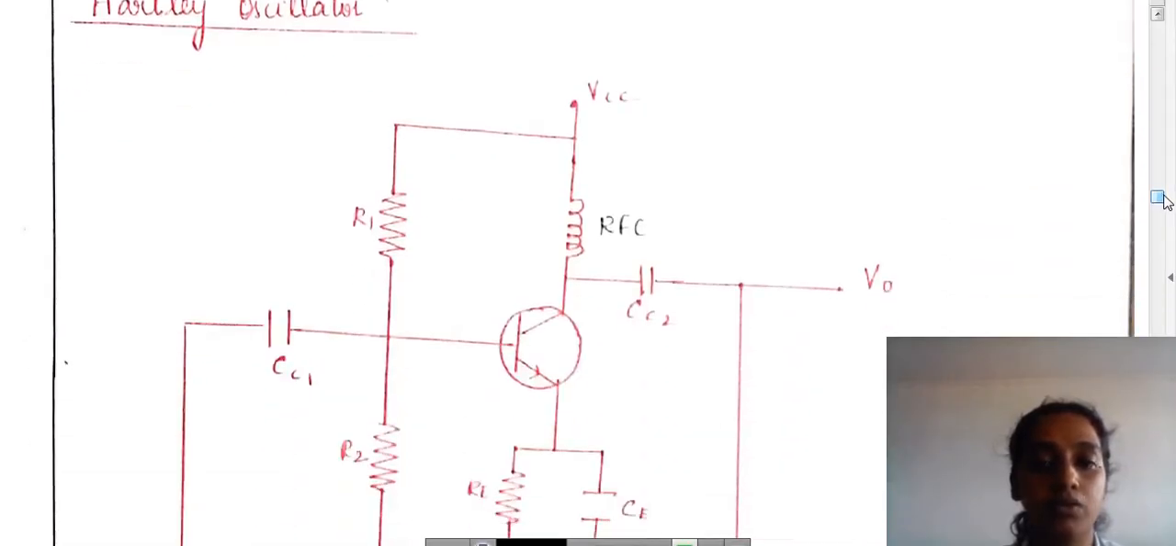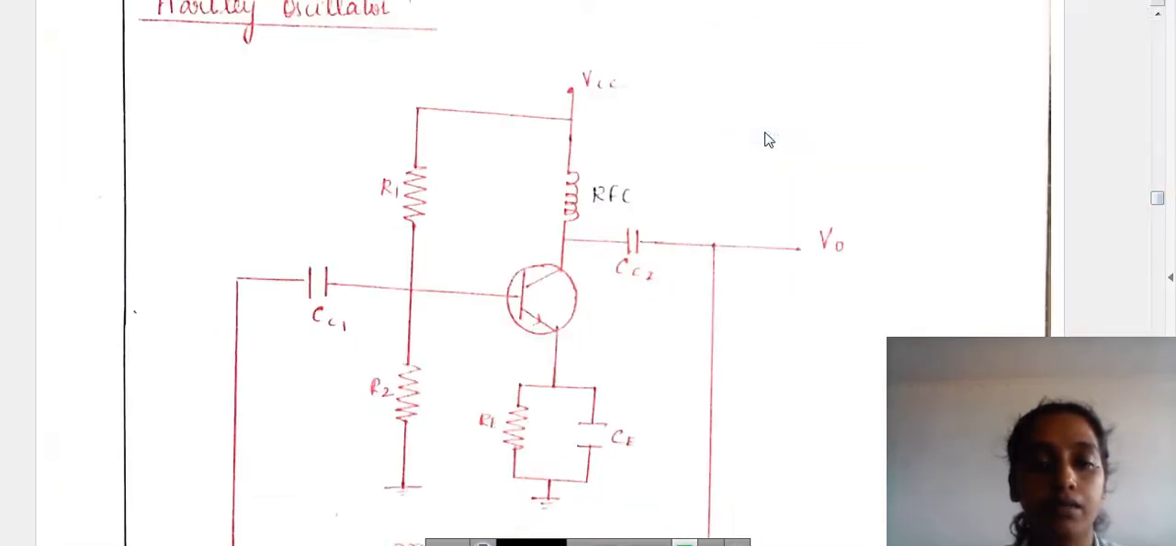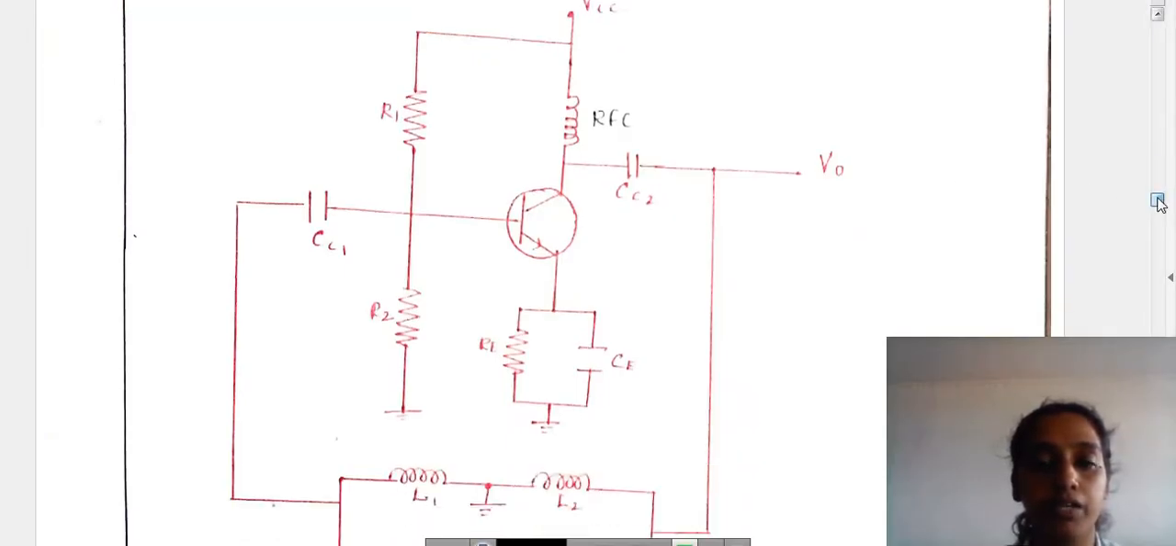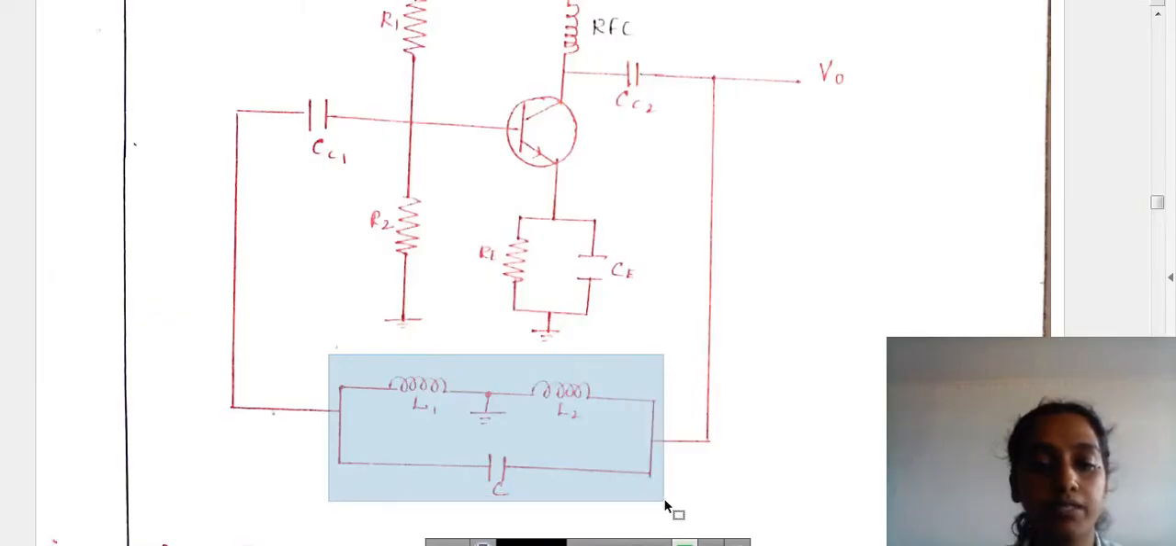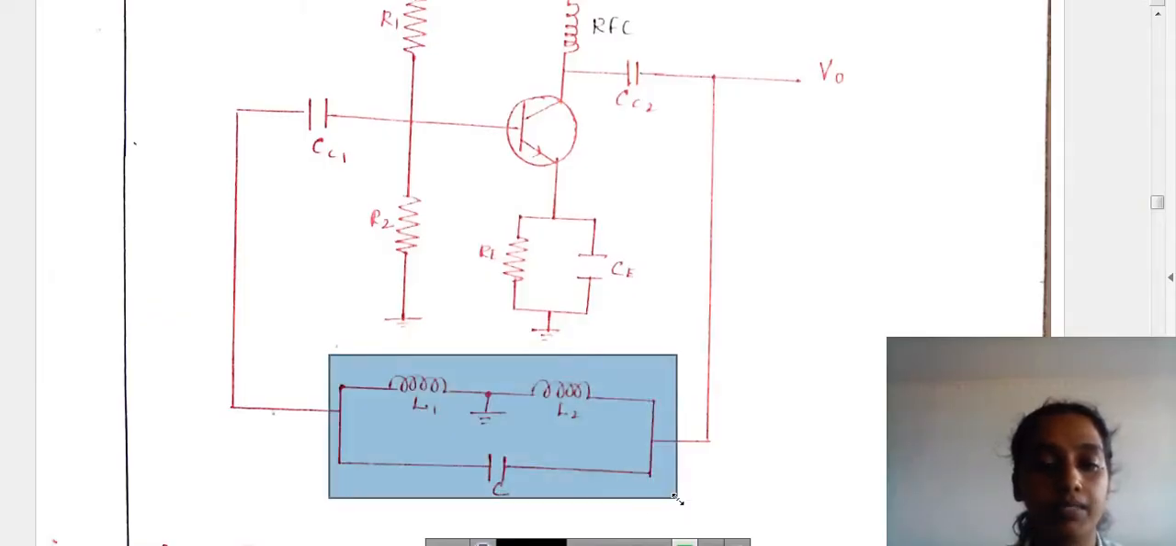So this is the circuit of the Hartley oscillator. We have a transistor, a radio frequency coil, R1 and R2, which act as a voltage divider bias, and we have a tank circuit. The tank circuit comprises two inductors and one capacitor. This tank circuit has only L and C components, and hence this is a type of LC oscillator.